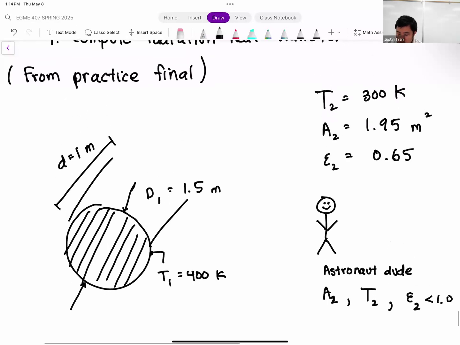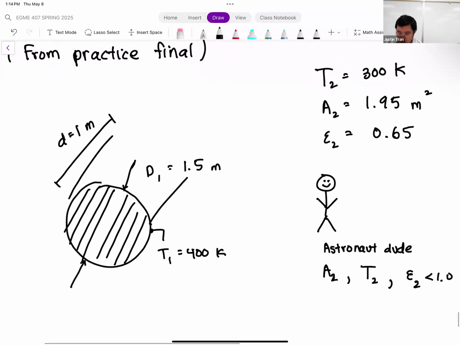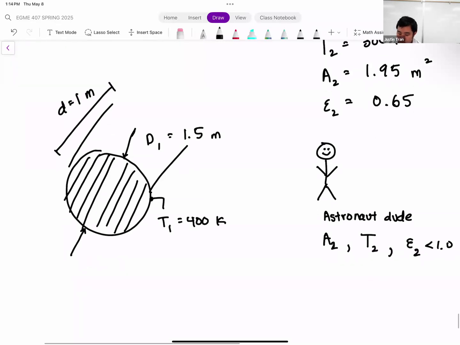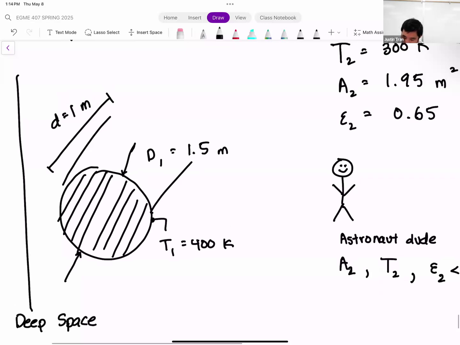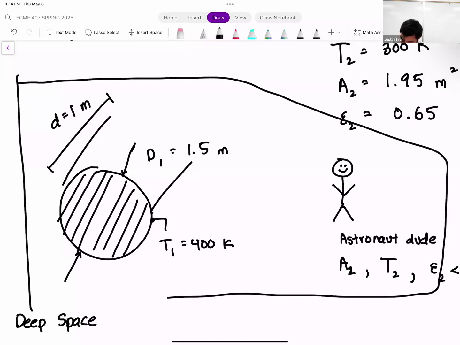Also, because this space station is out in outer space, everything surrounding these 2 objects is going to be deep space. If you want, you can draw a box around all of these. So the box that surrounds all these objects is deep space. Deep space has a temperature of 0 Kelvin. I'm going to use T infinity here. I know we've used T infinity for convection situations, but T infinity here is just the temperature of all the space that's surrounding.